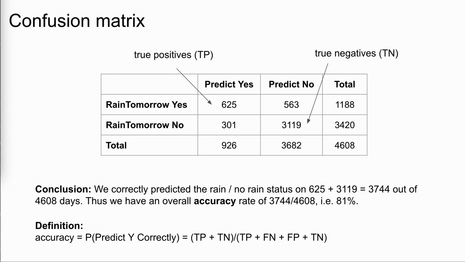In general, accuracy measures the probability that our model correctly predicts y, and is calculated by the total number of cases that are correctly predicted, that is, the true positives and true negatives combined, over the total number of data points in the dataset.